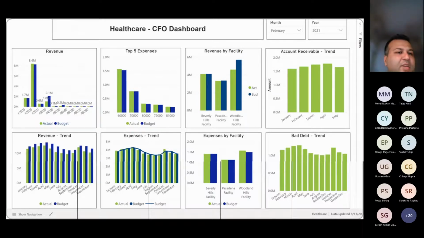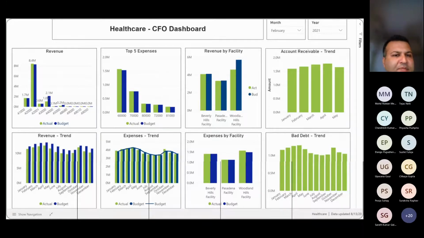You can see something in green is actual and blue is budgeted. In most cases, the actual has been more than the budget, but there have been instances where the actual is much less than the budgeted. So for the CFO, the moment they look at it, they think, well, something must be going wrong in this area, and they can immediately jump into that particular revenue side of it and see what is going on.